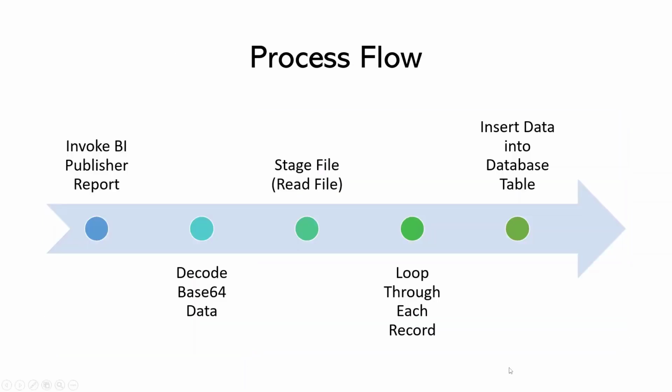All right, so this is the process flow for the integration itself. We will invoke the BI Publisher report using the SOAP adapter. That data is going to be in Base64 format. We're going to decode that Base64 data, stage the file, and read it. We're going to loop through each record and then insert the data into the ATP database. This is what we're going to build in OIC.